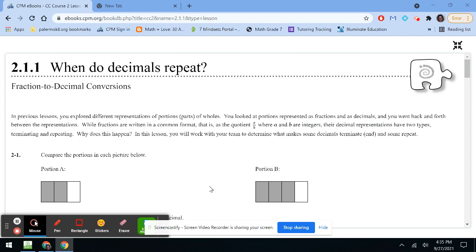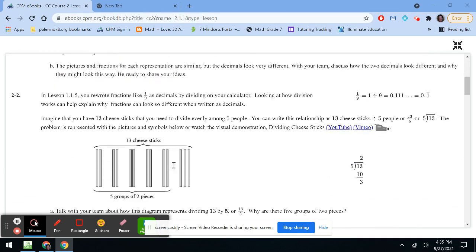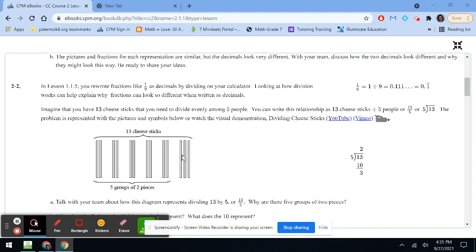So today we're looking at why does it happen. We are not going to be working on 2-1. We are skipping that one. Rather, we're starting on 2-2. It says in lesson 1.1.5, you rewrote fractions like 1/9 as decimals by dividing on your calculator. Looking at how division works can help explain why fractions look so different when written as decimals.